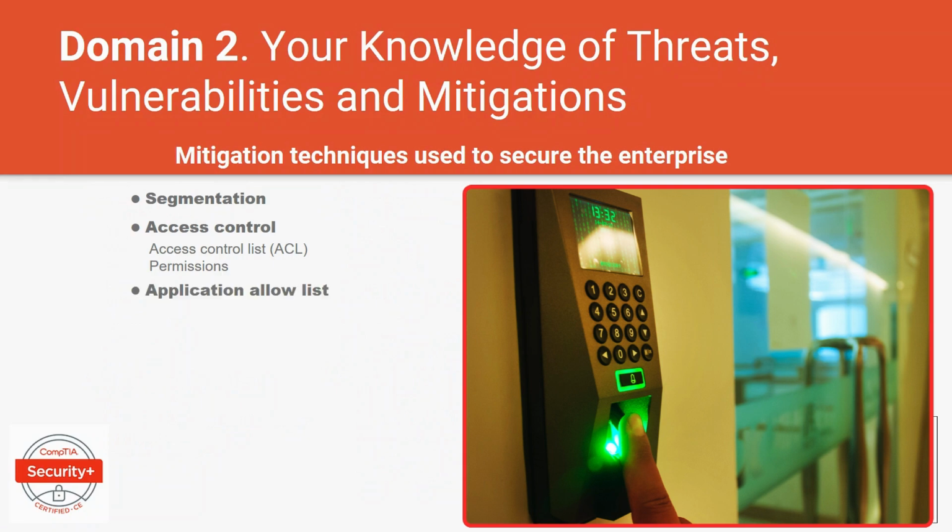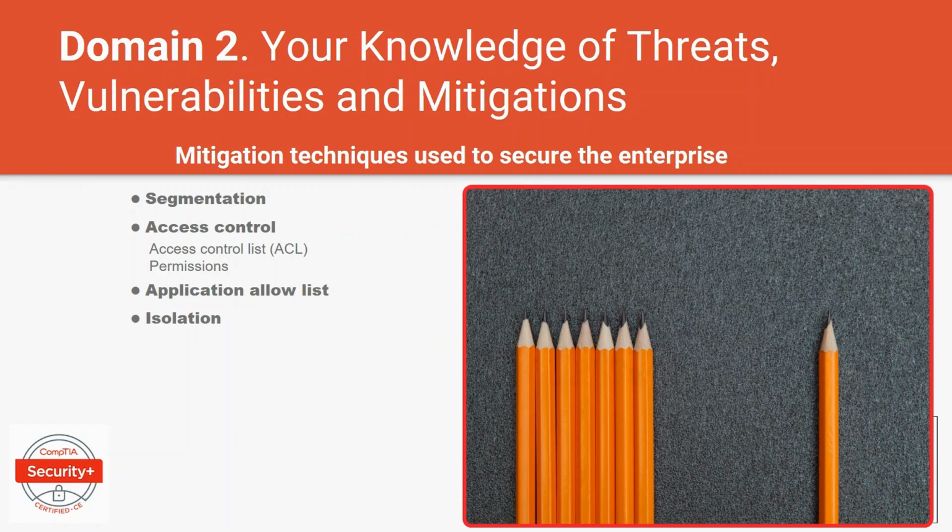Then we have permissions. Then we have an application allow list, which specifies what feature, resources, or kind of data an application is allowed to access. Then we have isolation. For instance, isolation could mean removing a particular device from the network so that nobody can access it unless they are physically present in front of the device. So this is a kind of mitigation technique to secure the enterprise.